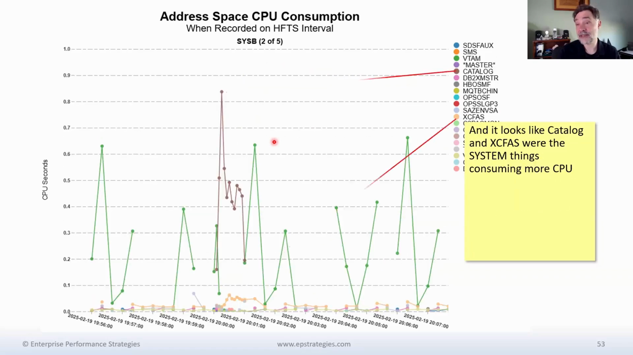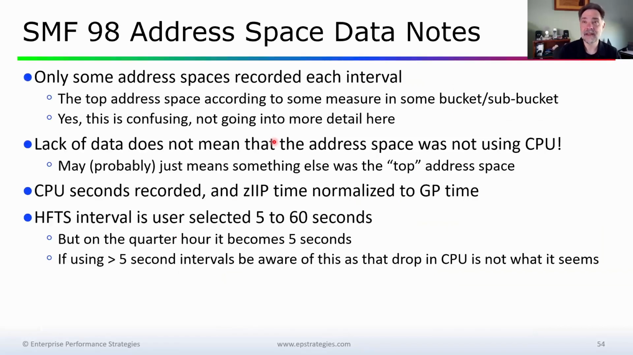So now between these two, we kind of have a theory, right? HSM got busy, that probably drove catalog. Catalog also probably drove some XCFAS. What HSM was doing exactly, we don't know, whether it was doing space management or recalls, hard to say, but at least for that minute, we now have address spaces that we know where that CPU was. And we get that out of the 98 data.